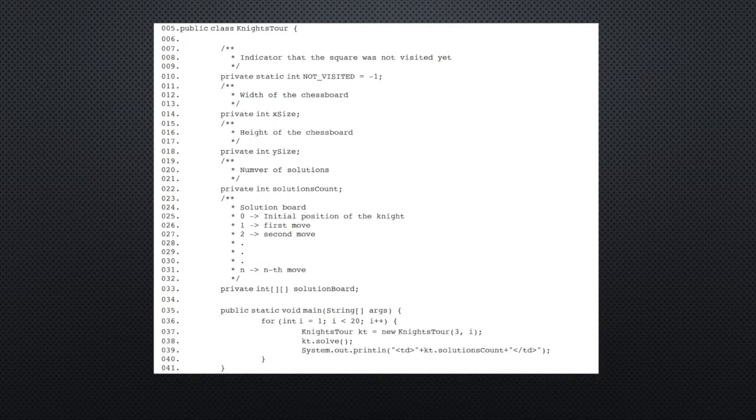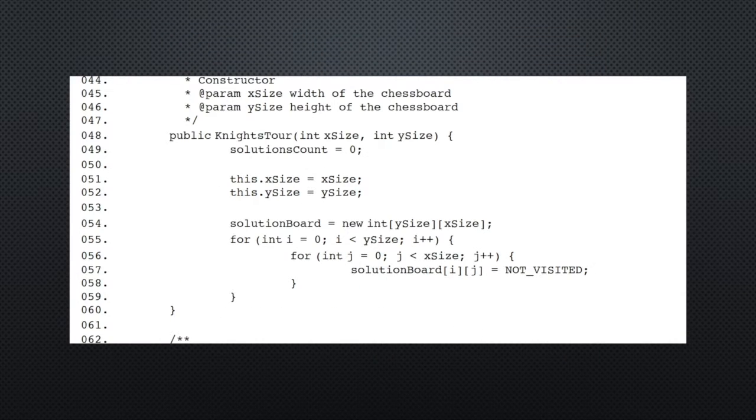And finally, at the end of the program, it will print out the number of solutions counted in the program. We move on to the next slide, where we will see the constructor for this class, again with two input parameters, one being the width, one being the height, and inside this constructor we will set the solutions count to 0, as there will be no solutions count currently.